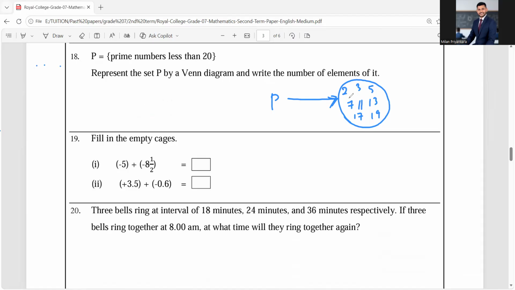So the number of elements here, you just count it: 1, 2, 3, 4, 5, 6, 7, 8. Number of elements equals 8. There's another way to write this, n(P) equals 8, but in this syllabus, in grade 7, you don't learn this. You will learn this in grade 8. But this is enough.